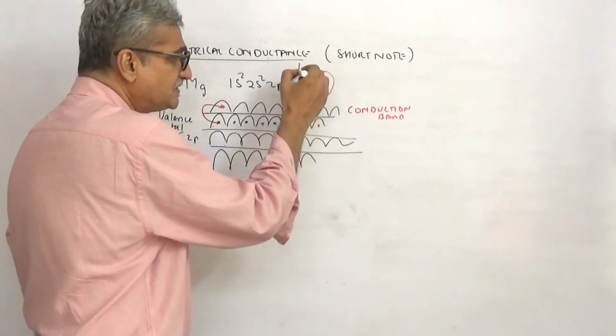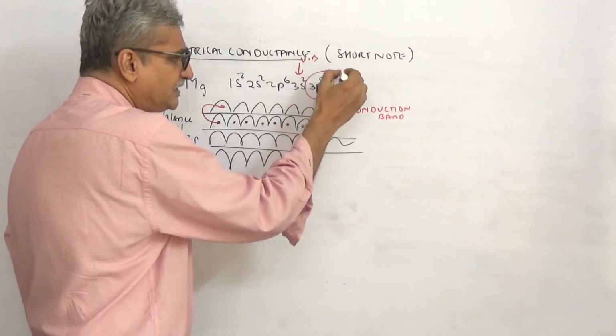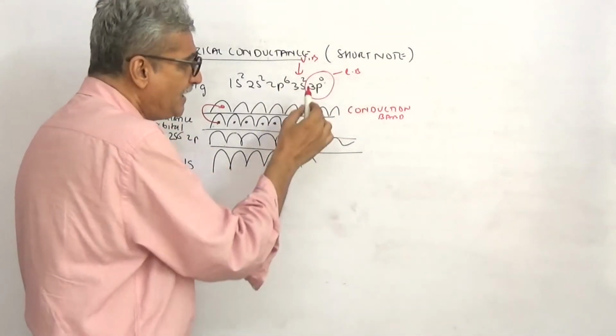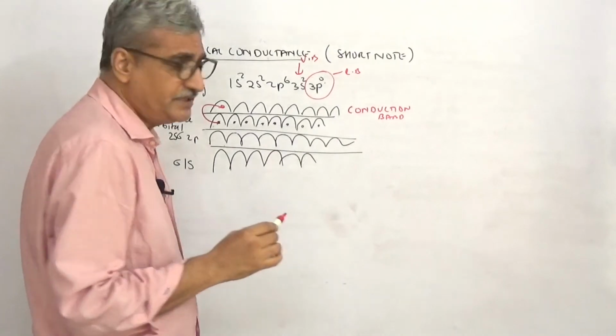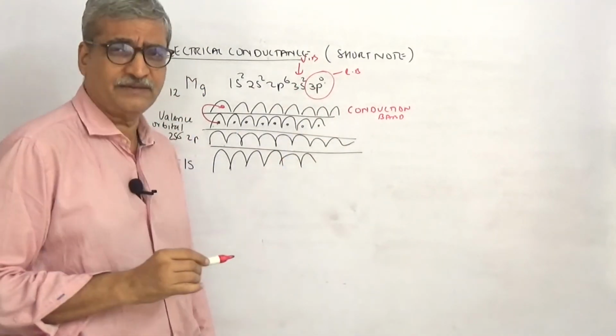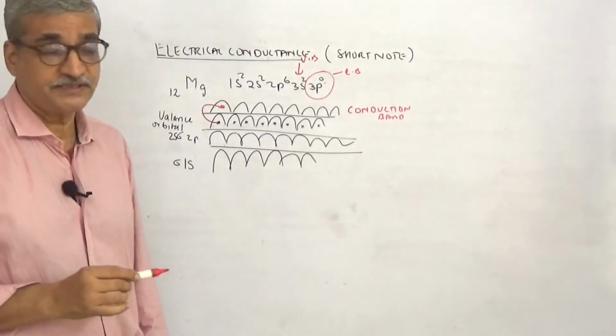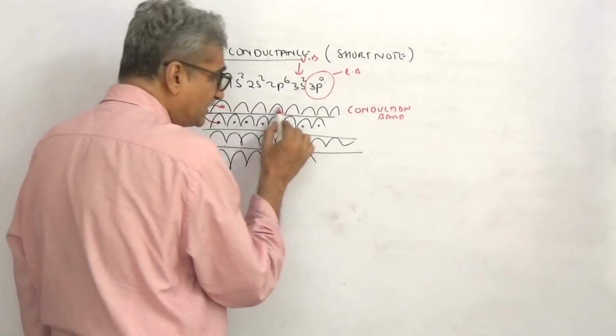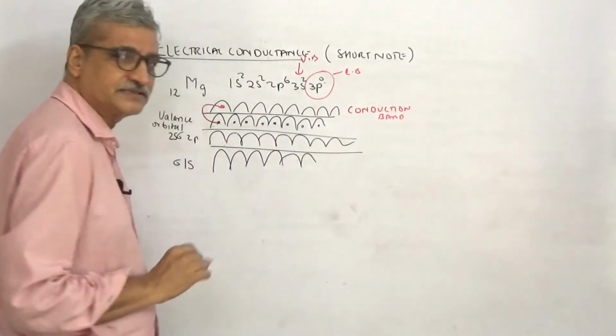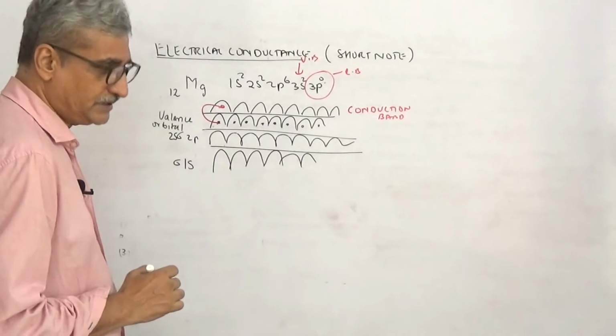3s is the valence band, 3p is the conduction band. They are very, very close. If they are very, very close, what is going to happen? Jumping becomes easy, and these mobile electrons now cause conduction of electricity. So these are good conductors.